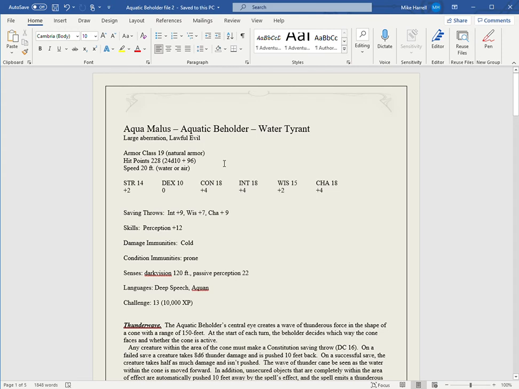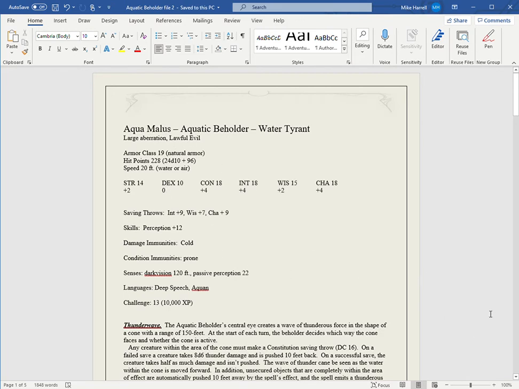Again, you got the standard Beholder, you got the Death Tyrant, which is pretty much an undead Beholder, and so on. But Water Tyrant would be a good nickname for this one. And Aqua Malice, right? Water and evil, another little name for it too. So like the others, it's a large aberration and lawful evil.